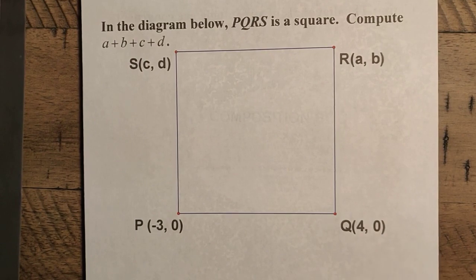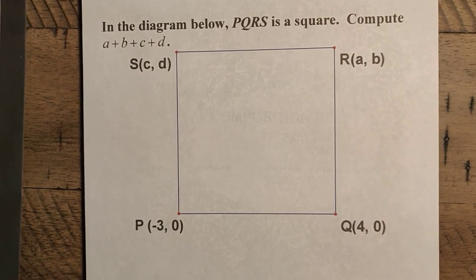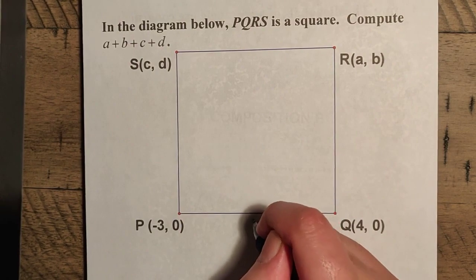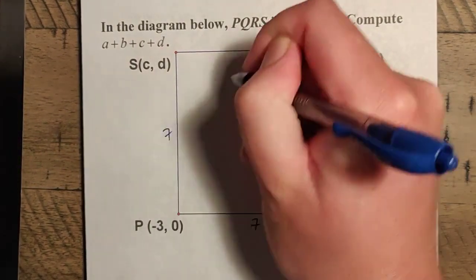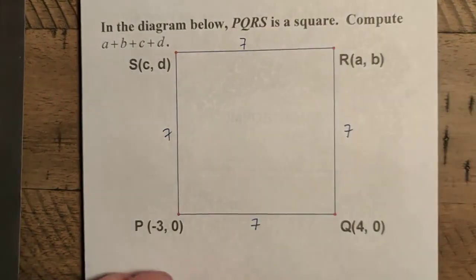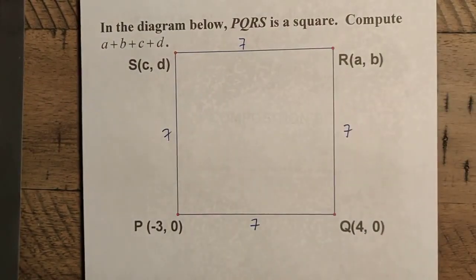Okay, so it's pretty clear that, given that this is a square, we can start putting things together. In particular, we know that the distance from P to Q, from negative 3, 0 to 4, 0, is a distance of 7, so I can go ahead and fill that in, and therefore we know that all the sides have a length of 7. Now, of course, the question comes: how do we get the coordinates out of this?